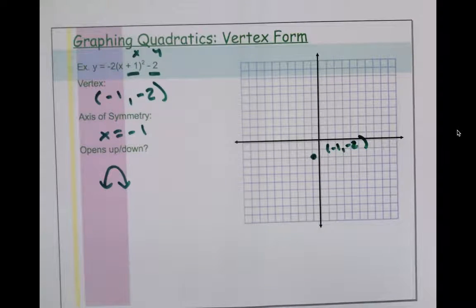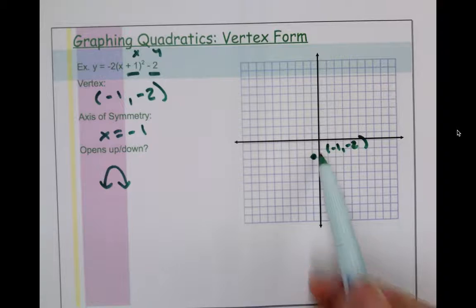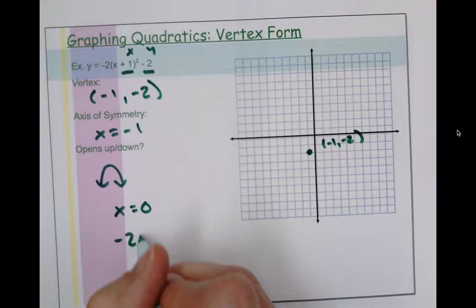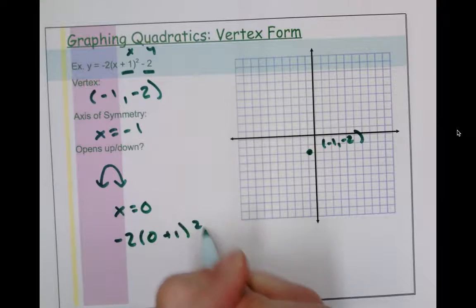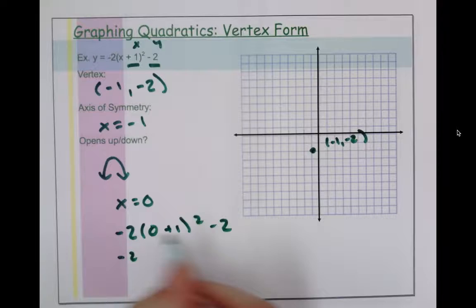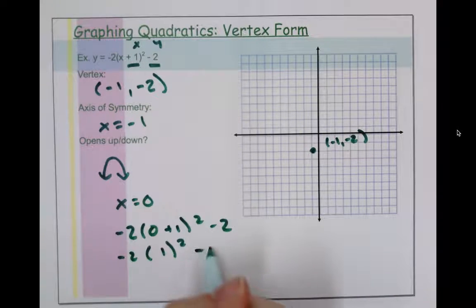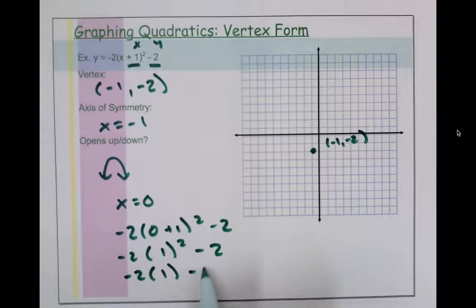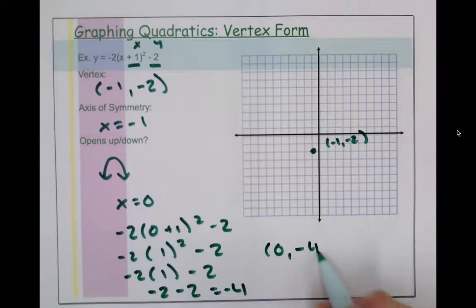I'm going to pick a point either directly to the left or to the right to plug in to find my second point. I'm going to pick x equals 0, just because that's an easy one to plug in. So negative 2, 0 plus 1 squared minus 2. And again, go through PEMDAS here. I'm going to go inside the parentheses first. Now I'm going to do the exponent. Then I'm going to do multiplication. Now I do subtraction. So what that gives me would be the point 0, negative 4.